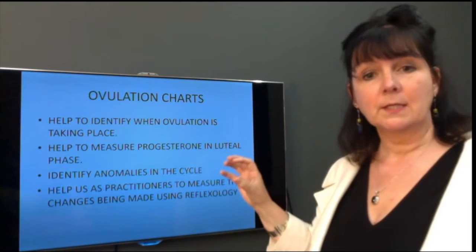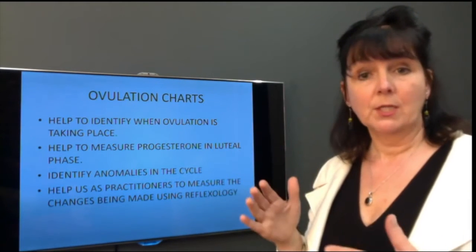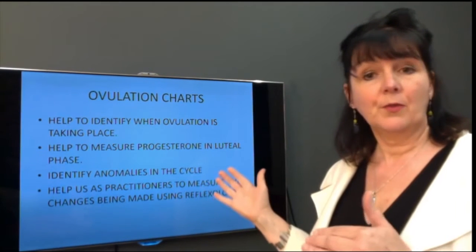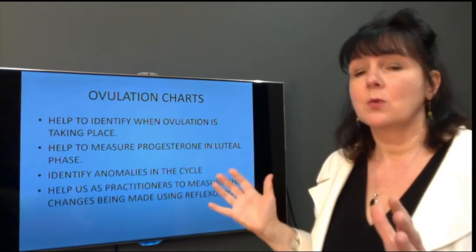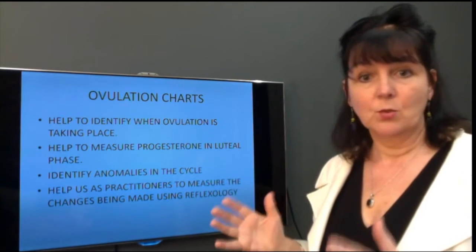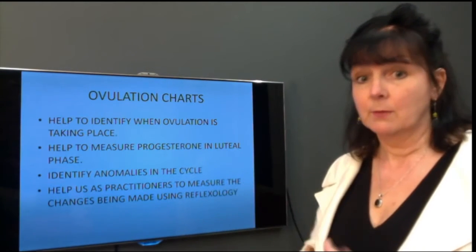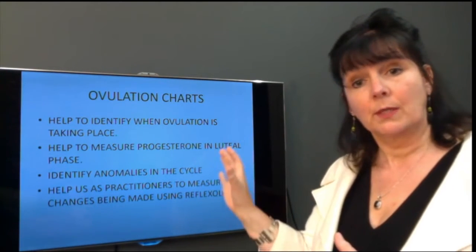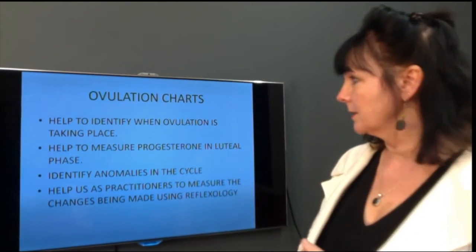Whereas what we need to do is use ovulation charts to identify that all of the component parts of the menstrual cycle are doing what they should be doing. And ovulation predictor kits do not do that. Okay, we need to be able to make sure all of the parts are doing what they should be, and we'll explain more when we look at a chart.